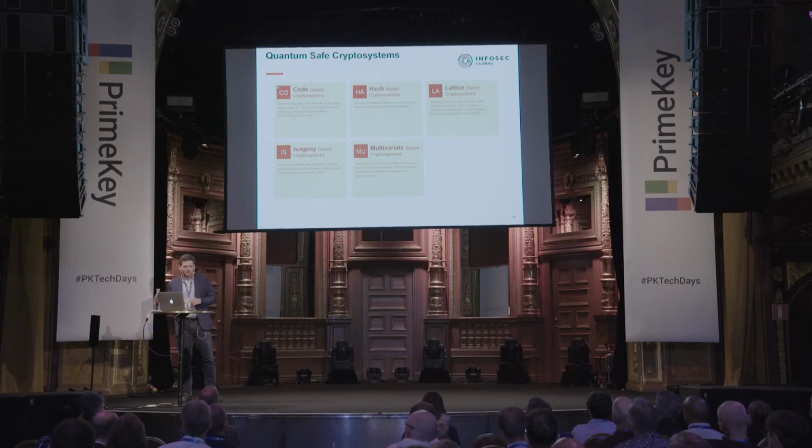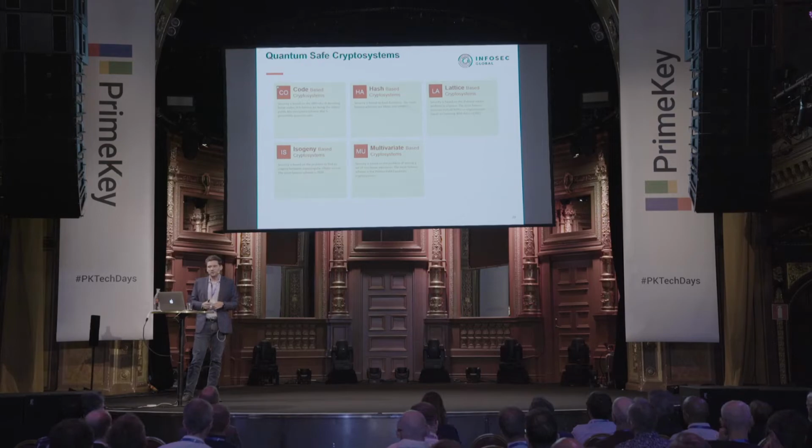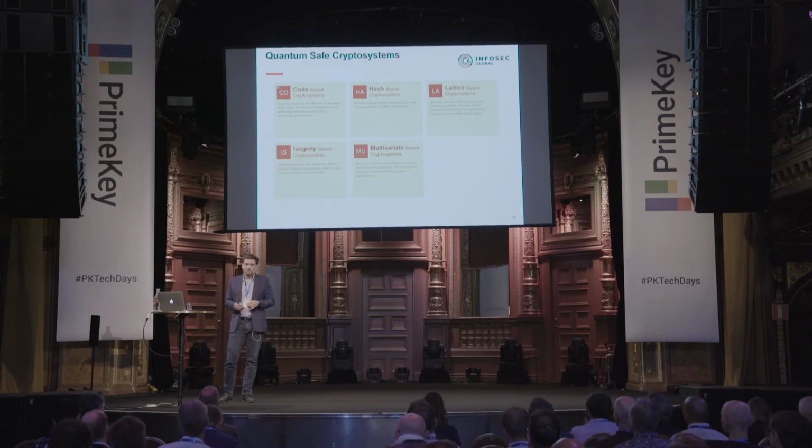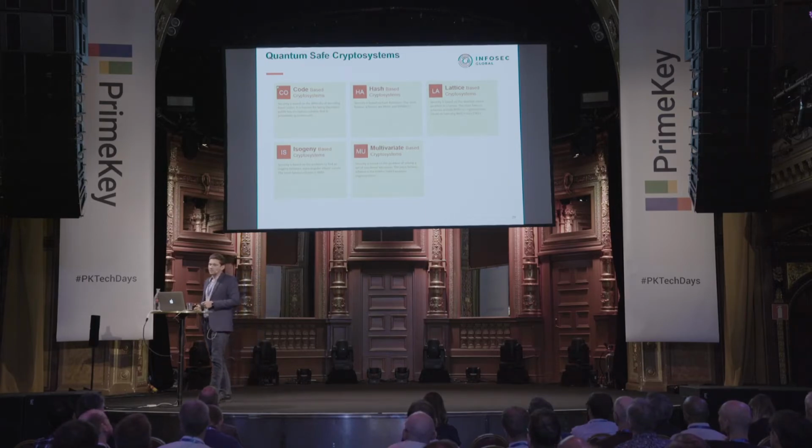Then we have the newest of the five categories, isogeny-based crypto systems. It's based on elliptic curve cryptography, so it's something we're already very familiar with, and we know how things work. The difference for supersingular isogenies is that instead of operating on one elliptic curve, you're now operating between different curves. And then you also have multivariate-based crypto systems, which means basically you have a nonlinear system of equations and you try to solve it, which is in general a hard problem.